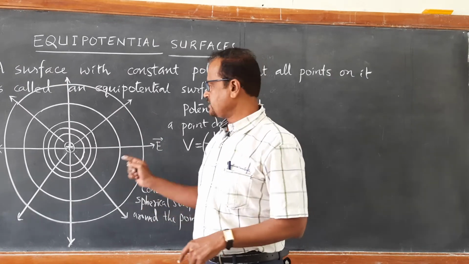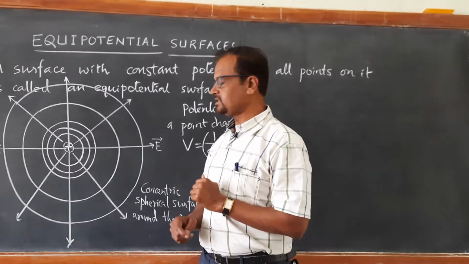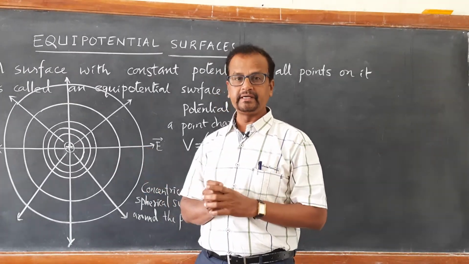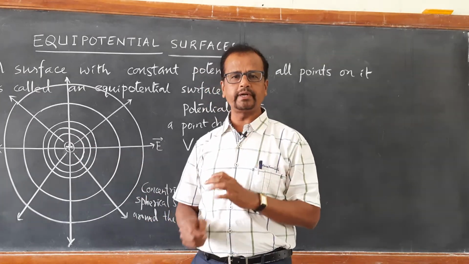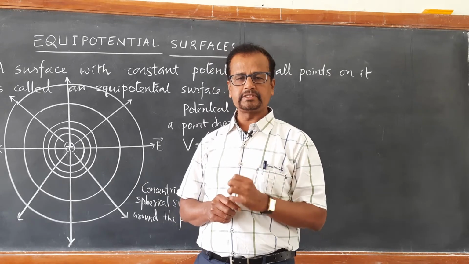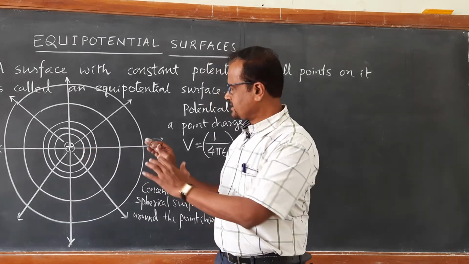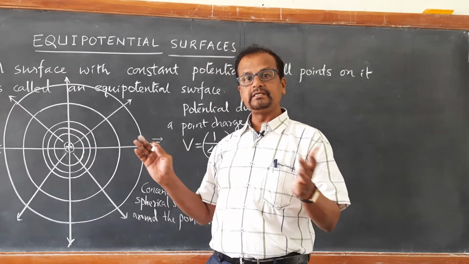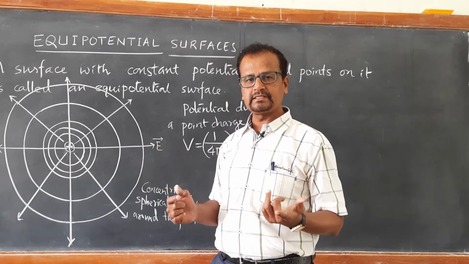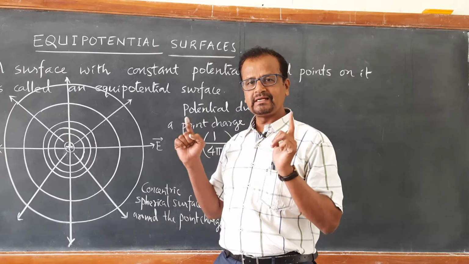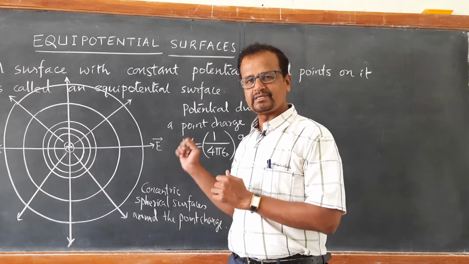It means as you go nearer and nearer to the point charge, say a positive point charge, the potential value increases. This is the meaning. The potential increases as you go to closer and closer distance to the source charge. As you move away, you see the spacing between the potential surfaces is increasing. It represents that the potential value is decreasing because V is inversely proportional to R.